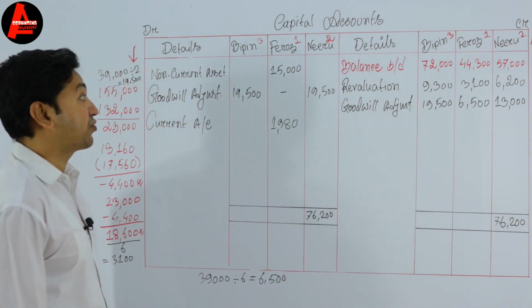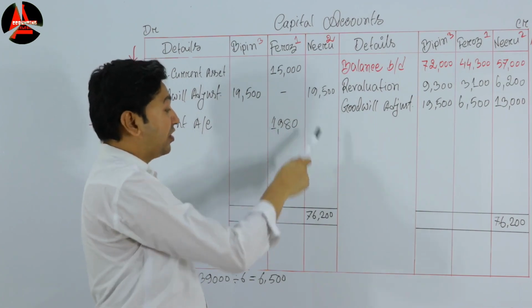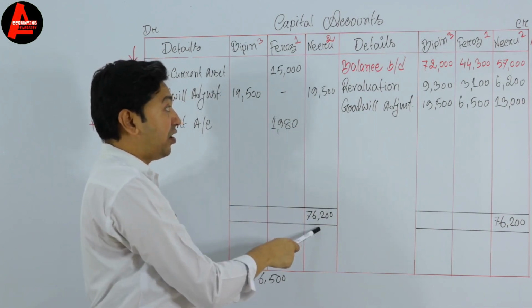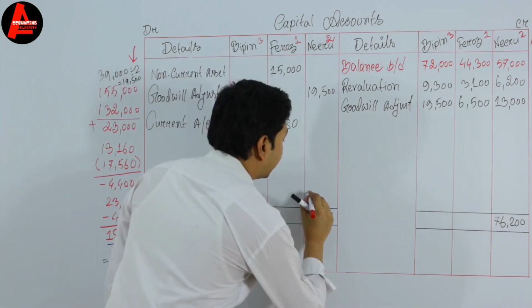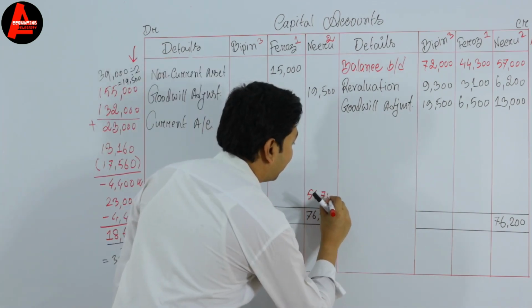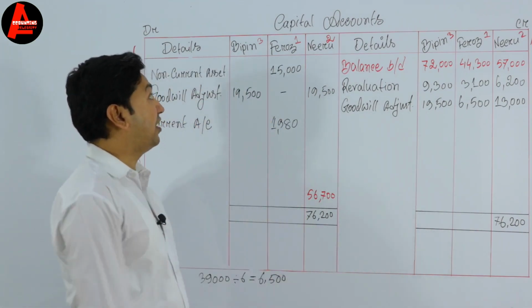Now we will subtract these amounts from here. We have only one amount here, so $76,200 minus $19,500. We get $56,700. This is the closing amount for Niro.